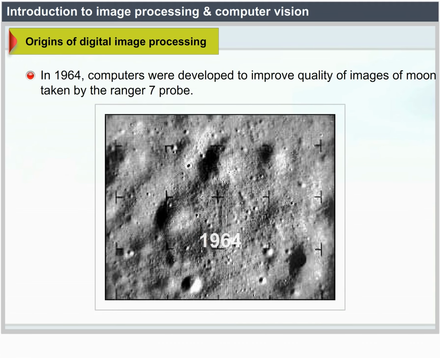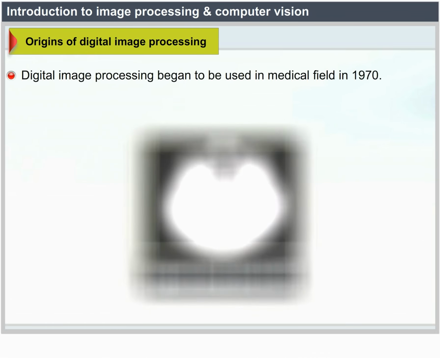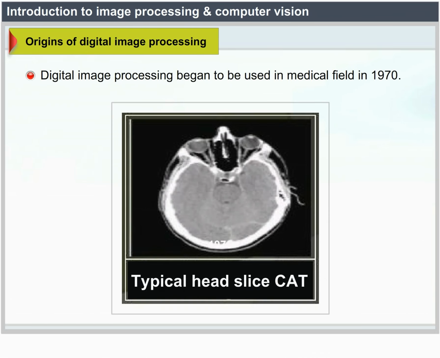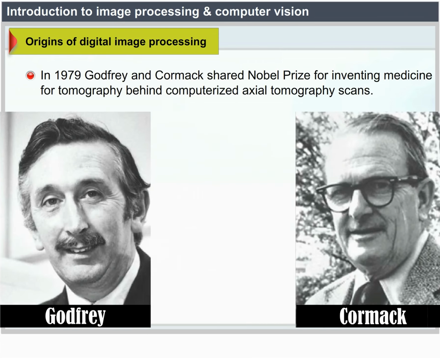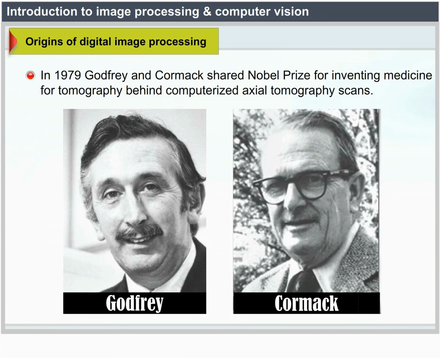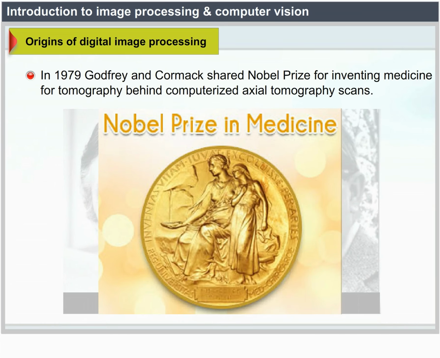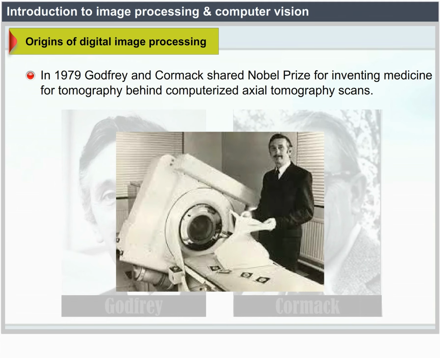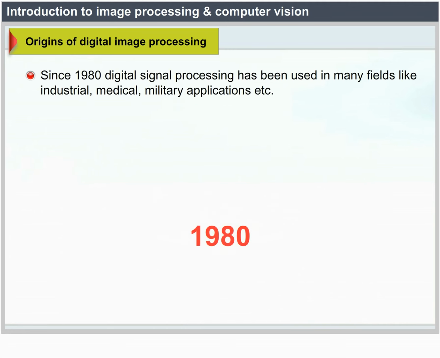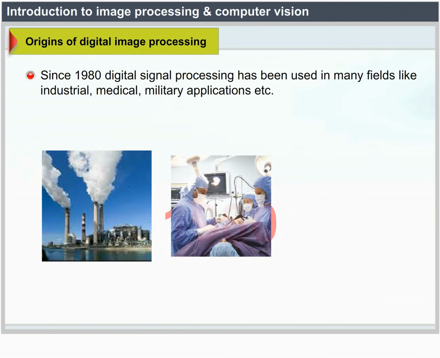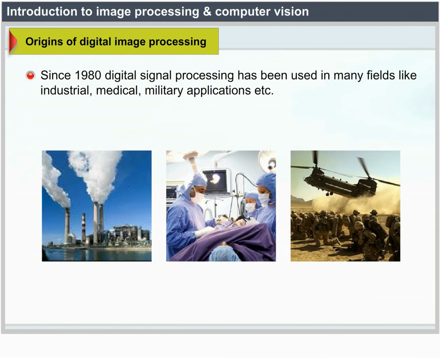In 1964, computers were used to improve the quality of images of the Moon taken by the Ranger 7 probe. In 1970, digital image processing began to be used in the medical field. In 1979, Godfrey Hounsfield and Cormack shared the Nobel Prize for inventing computerized axial tomography scans. Since 1980, digital image processing is used in many fields like industrial, medical, military applications, etc.